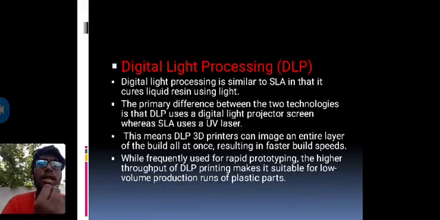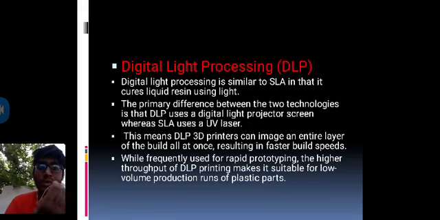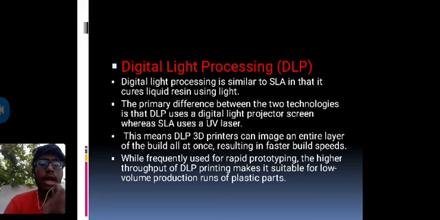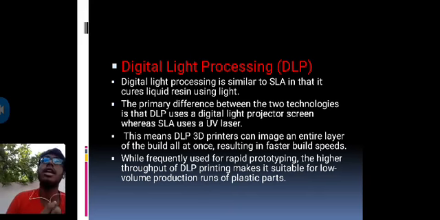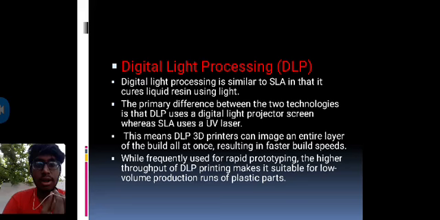Okay, next, digital light processing. Digital light processing is similar to SLA, the first one which we talked about. It requires liquid resin using light. Unlike other types which require nylon powder or other materials, it requires a fluid liquid resin.